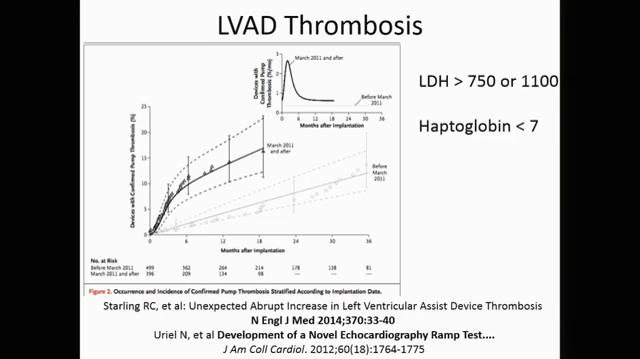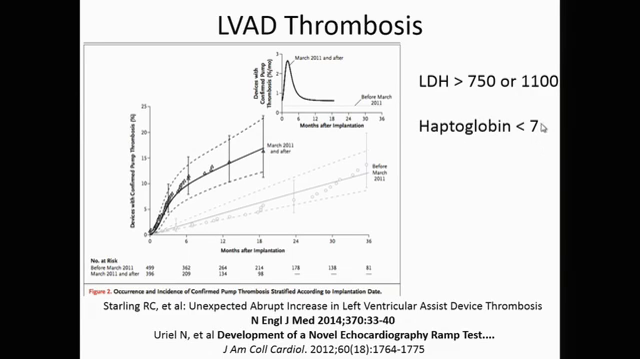So this study is the reason that we're actually doing the PREVENT trial. And you can see in the original REMATCH 2 trial, the rate of device thrombosis was something like 15% at 2 years. Very low rate of device thrombosis. After these got approved for more widespread use, suddenly with less aggressive anticoagulation, there was an enormous increase in the risk of device thrombosis. I'll point out to you that if your LDH is greater than 750, you've got about an 85% chance of having your device clotted. If it's greater than 1100, it's about a 95% chance that your device is thrombosed.